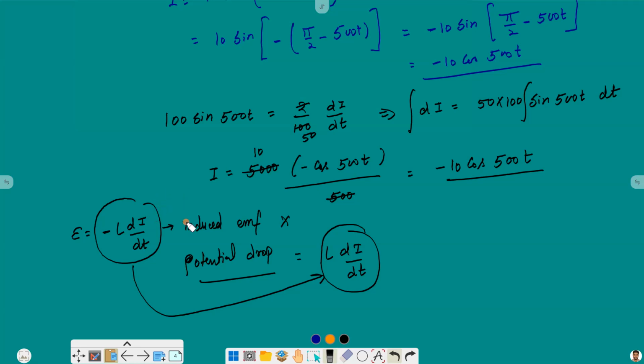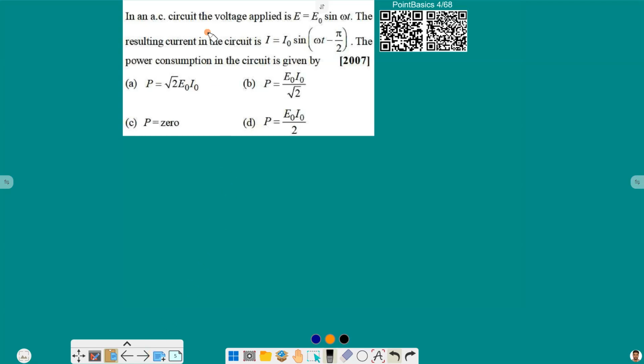So with this let's move to the next one. In an AC circuit, voltage applied is this, the resulting current is this. So we can see that current is lagging here by pi by 2 radian. So this is an inductive circuit, and as it is lagging by pi by 2, it means it is a purely inductive circuit. So we have only an inductor here.